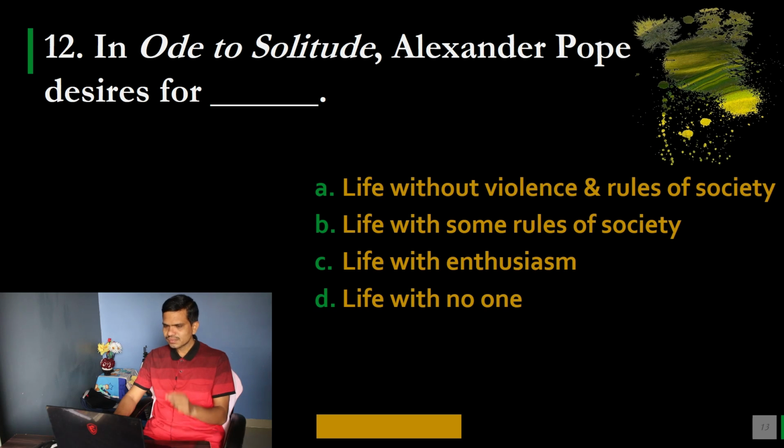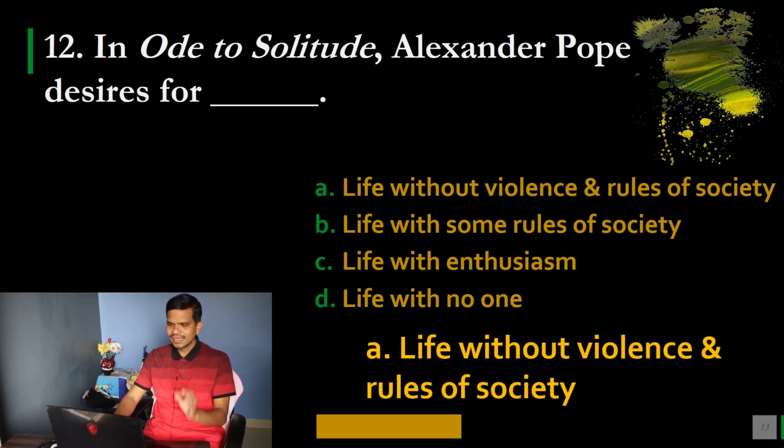Question number 12. In Ode to Solitude, Alexander Pope desires for dash. Options are A, life without violence and rules of society, B, life with some rules of society, C, life with enthusiasm, and D, life with no one. So please choose your option. What does he desire in this ode called Ode to Solitude? The correct option is A, life without violence and rules of society. So Alexander Pope highly desires life without violence and rules of society.